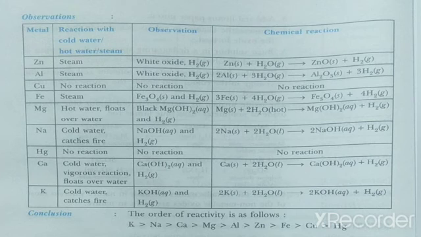Now, another important observation with respect to calcium and magnesium is that the metal starts floating over water. Why is it so? It is because hydrogen gas evolved, being lighter, sticks to the surface of the metal, which makes the metal float over water.